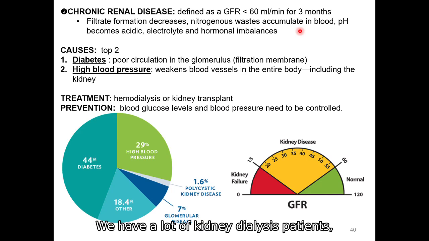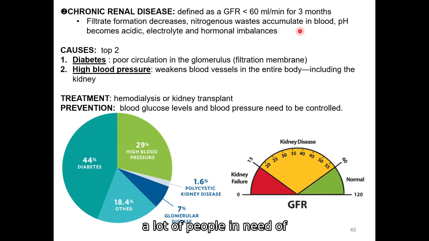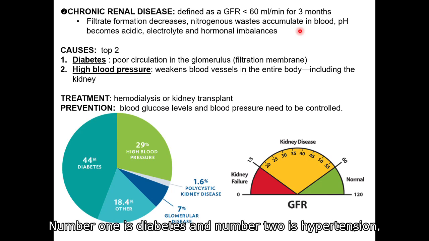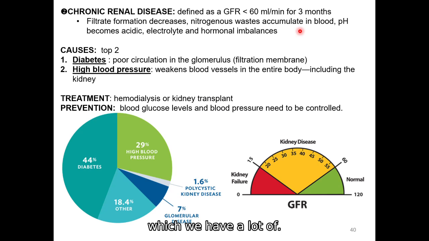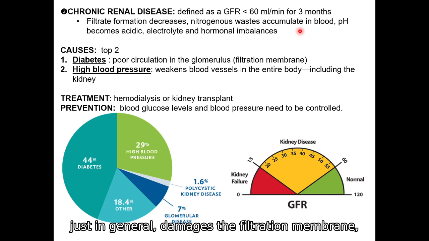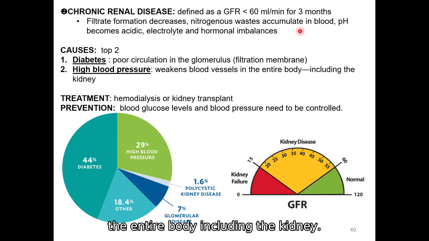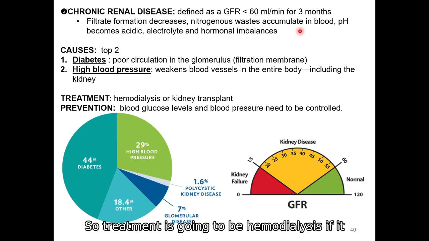We have a lot of kidney dialysis patients, a lot of people in need of kidney transplants. Our 2 big causes of this, number 1 is diabetes, and number 2 is hypertension, which we have a lot of. Diabetes just causes poor circulation. That uncontrolled diabetes has a horrible effect on the vasculature just in general. So it damages the filtration membrane. High blood pressure weakens blood vessels in the entire body, including the kidney.